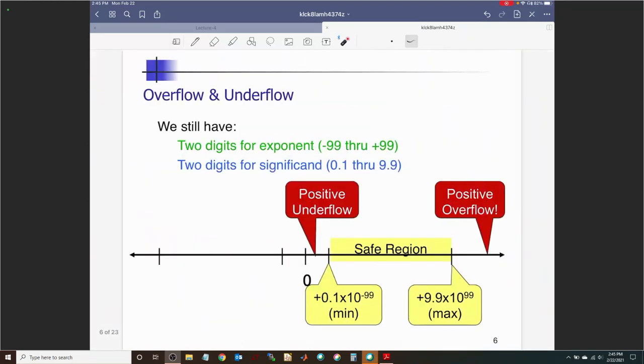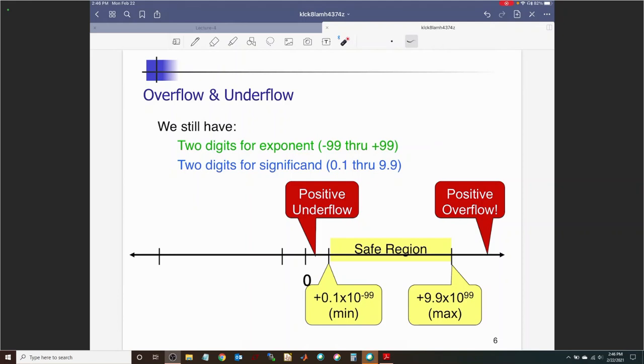Now let's talk about overflow and underflow. The reason why we need to talk about this is because after you represent numbers, you will be doing some arithmetic with them. You will be multiplying them, adding them, subtracting them. And no matter what you do, we are still going to have a limitation on the number of digits, whether it be for the significand field or for the exponent field. We are still going to have a limitation on the range, right?